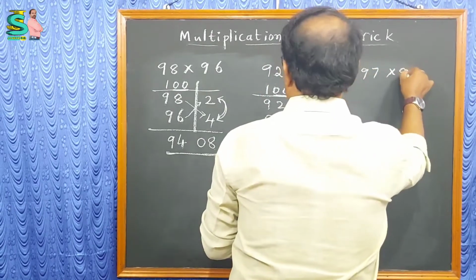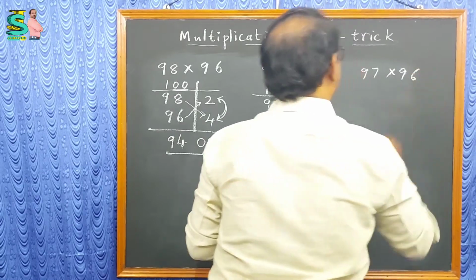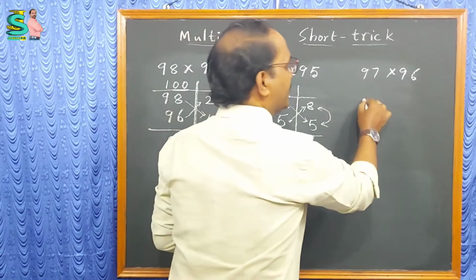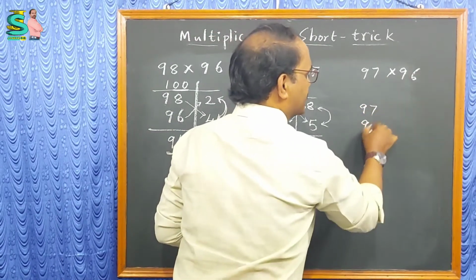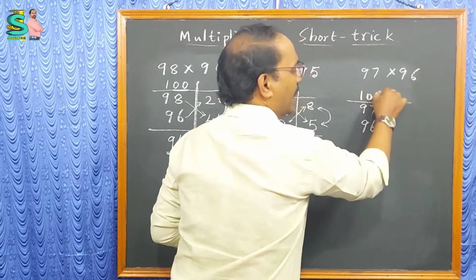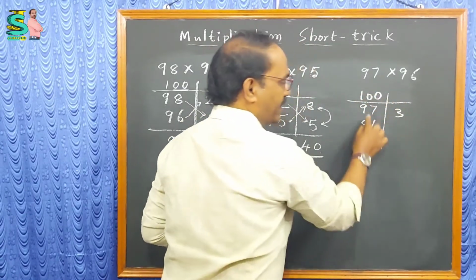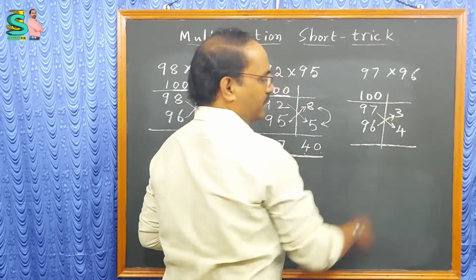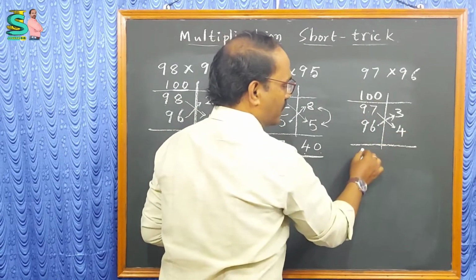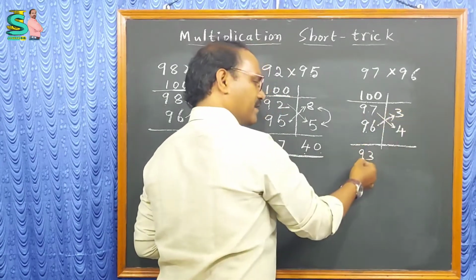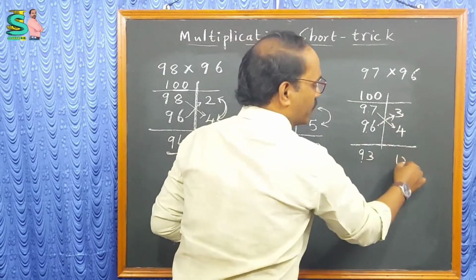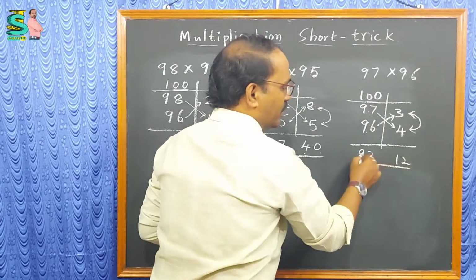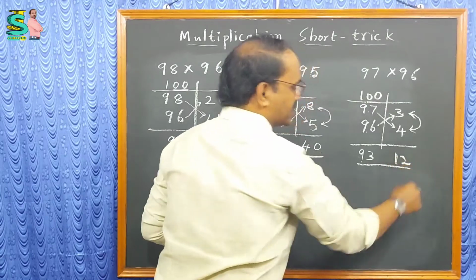97 into 96. These are near to 100. 100 minus 97 is 3, 100 minus 96 is 4. So do the subtraction like this, 97 minus 4, 93, or 96 minus 3, 93 only. So 3 4s are 12. Multiplication of these two. Here 2 zeros are there, a 2-digit number comes. So 9312 is your answer.